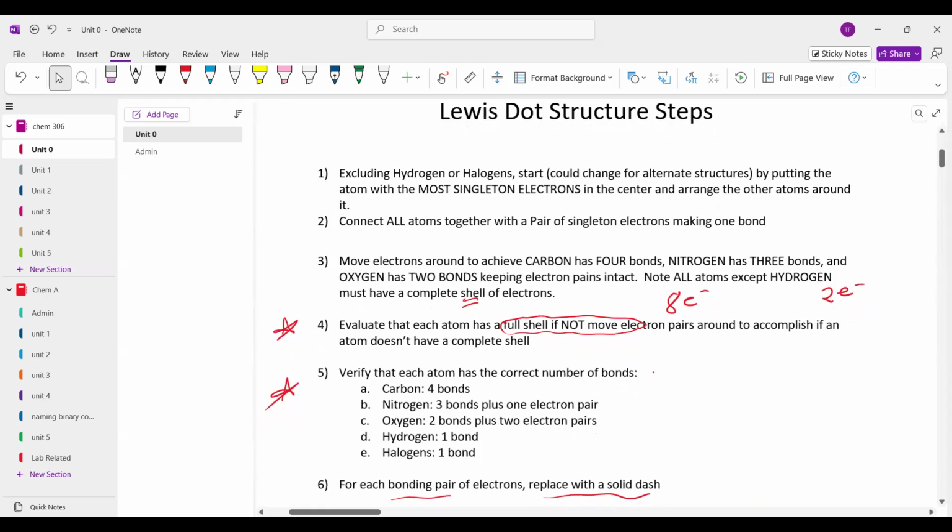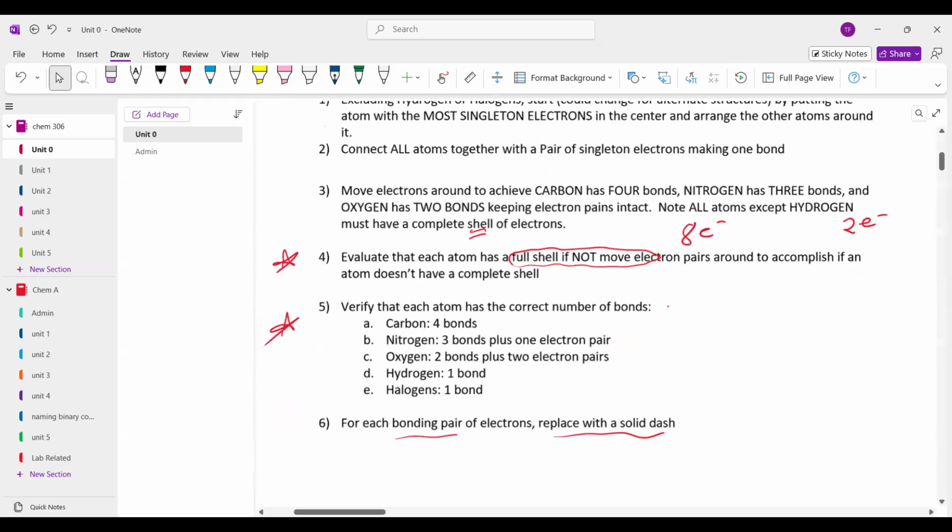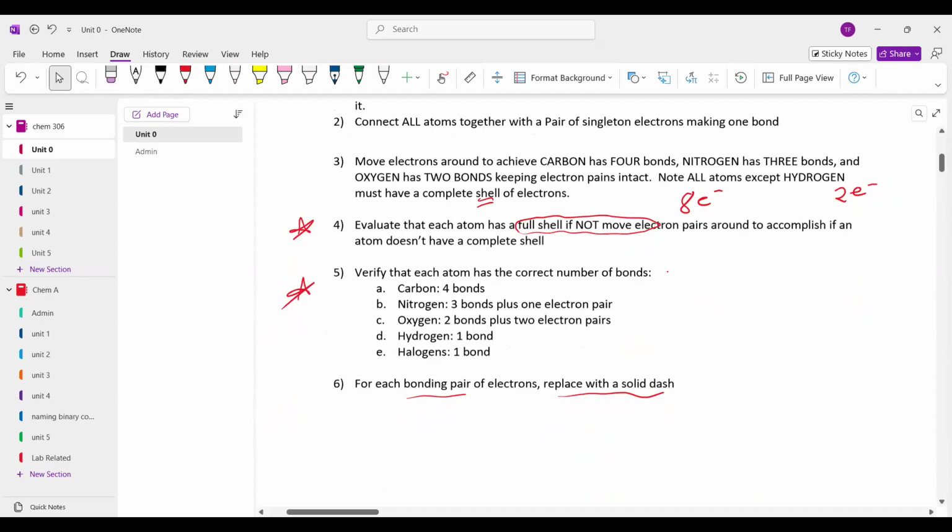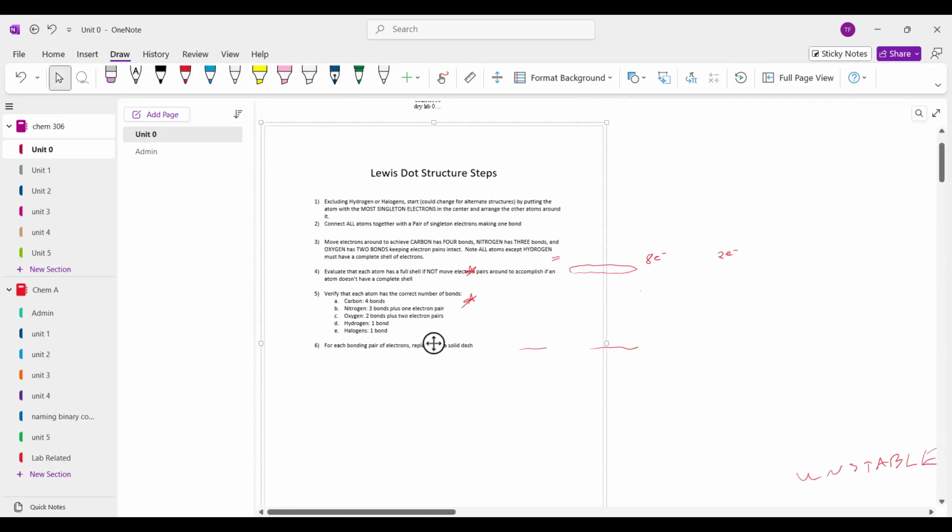Connect all the atoms together with a pair of singletons, and move electrons around to make sure their number of bonds are legal. So these are steps 4 and 5, which are required to be fulfilled if you have a legal structure, a legal dot structure. Each atom, except for hydrogen, has to have an octet, or 8 electrons. Hydrogen's is 2 electrons. So we go over here to our methane that we did.